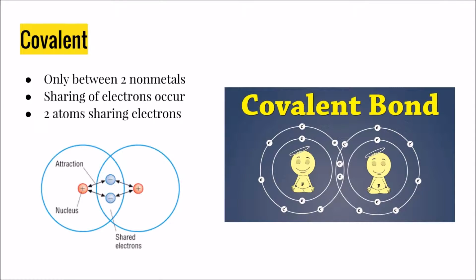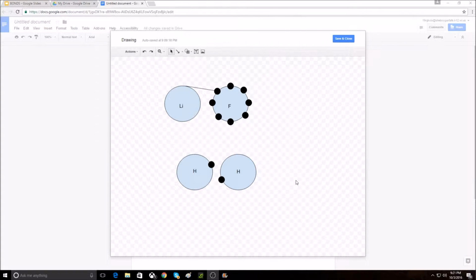Covalent. Only occur between two nonmetals. Sharing of electrons occurs, with two atoms sharing electrons. Alright, this is going to be the example for the covalent bond. It happens when you have two nonmetals.